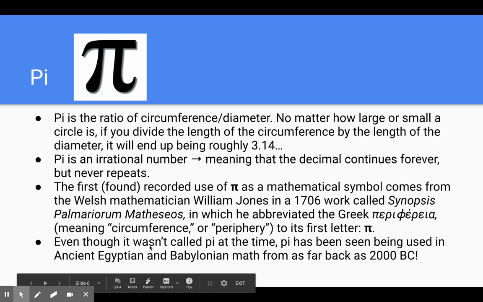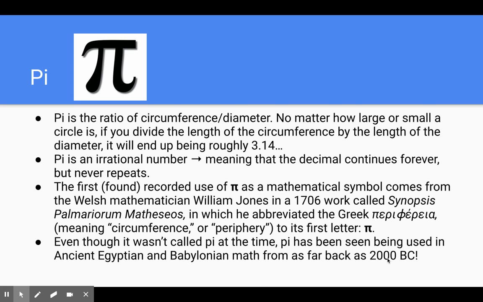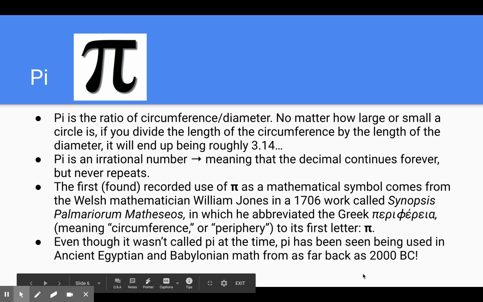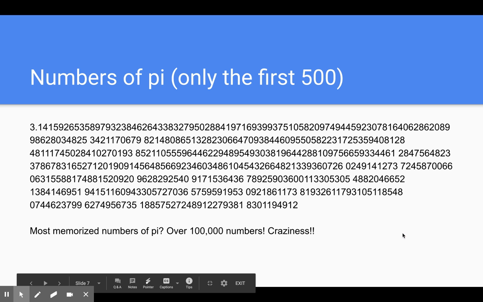All right. Even though it wasn't actually called pi at the time, pi has been seen being used in ancient Egyptian and Babylonian math from as far back as 2000 BC. So again, it may not have been called pi, but the 3.14, the ratio of pi, has been used for almost 4,000 years.